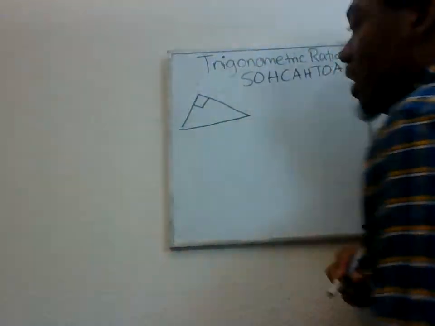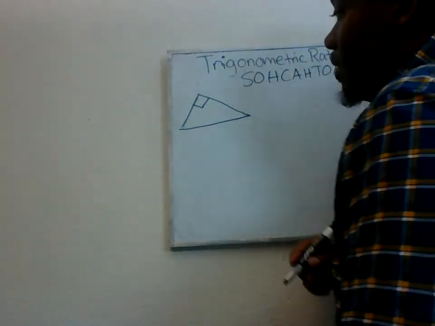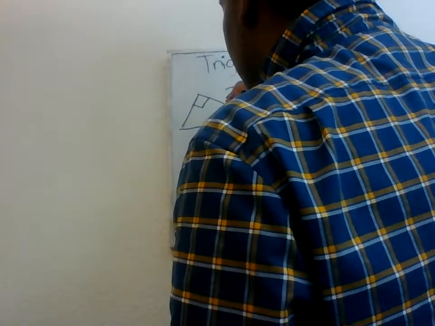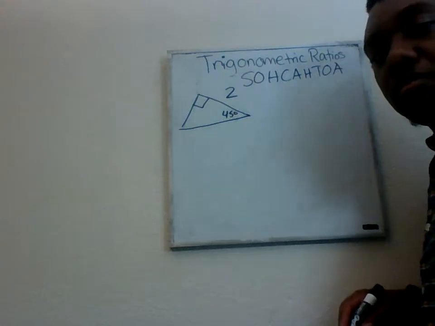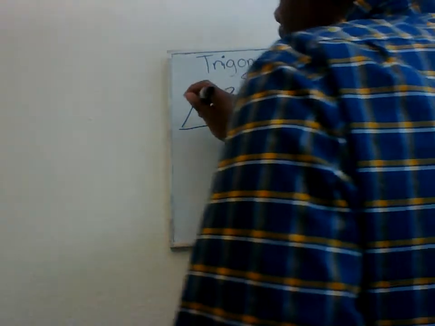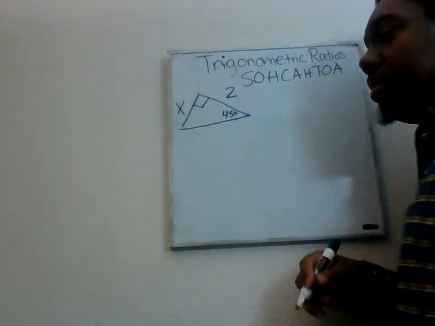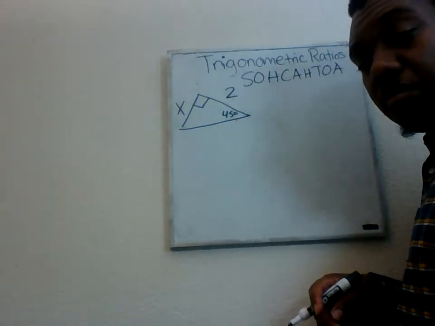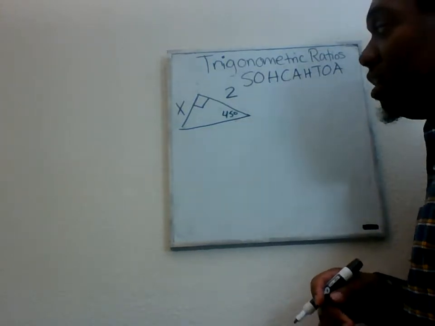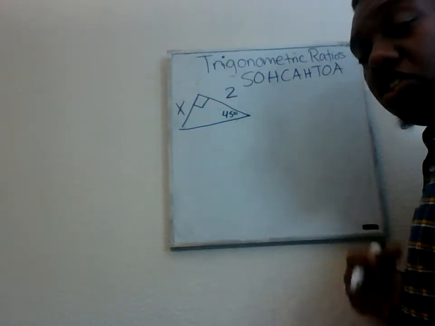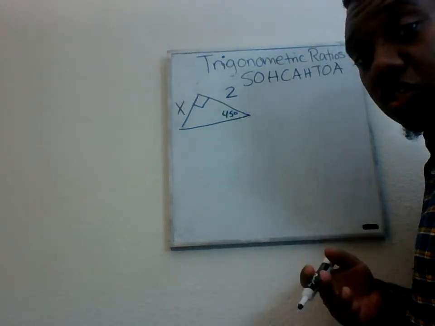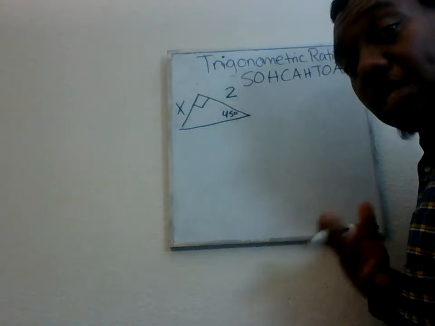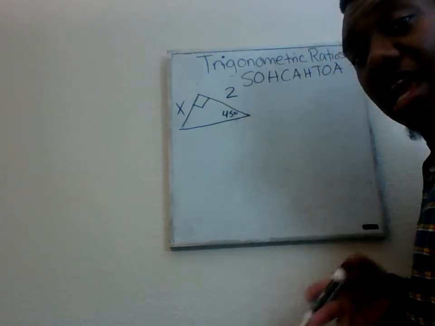So I'm going to put my right triangle there. And I am going to actually call this side 2. And I'm going to say this is 45 degrees here. Okay? And I want to find this side here. Okay? All right. So first things first, you draw your triangle. It's already drawn for us here, so the information is already given to us. But now what I would like to do is I want to find x.